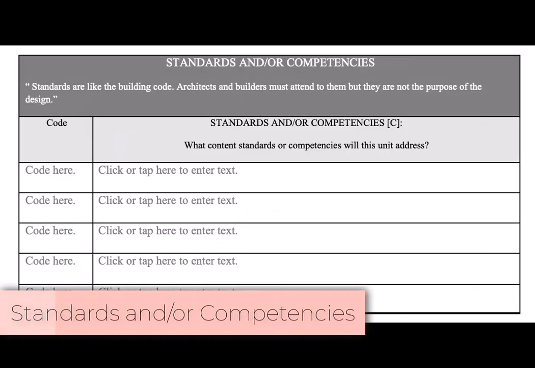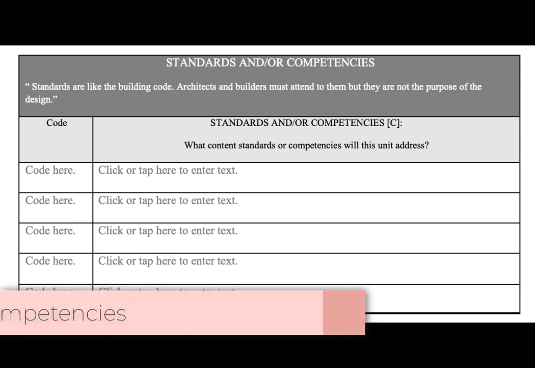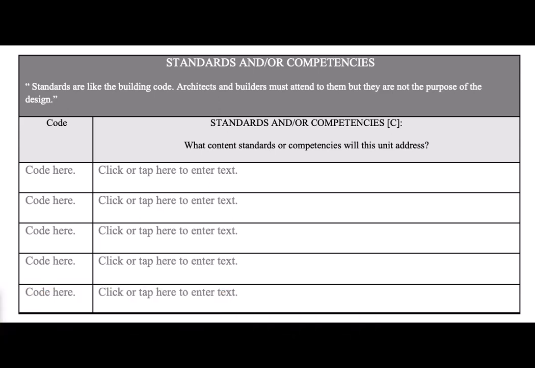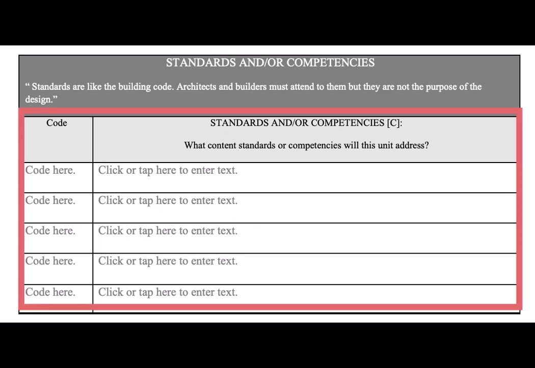After professional organizations, you have your standards and/or competency section. This is where you will include the standards from your professional organizations that apply to the unit. These are the expectations you have for your students' learning, knowledge, outcome, and connections. In this section, you will list any standards and competencies as well as their codes.